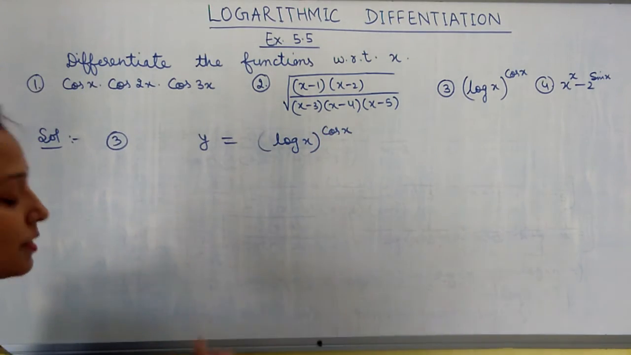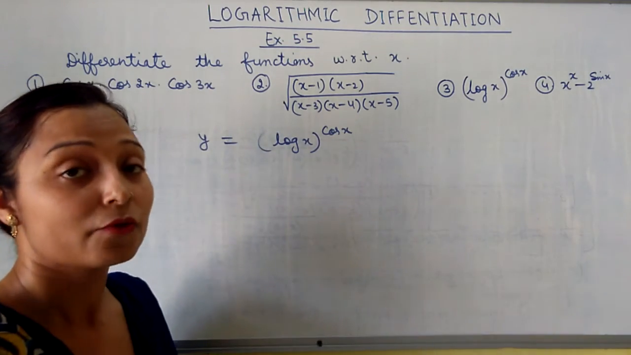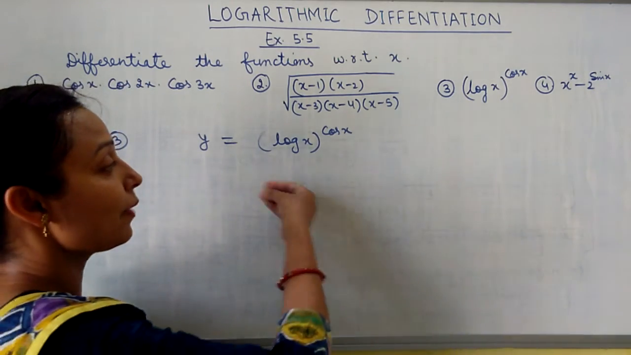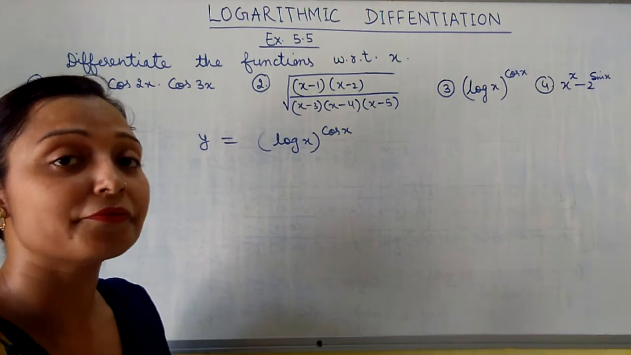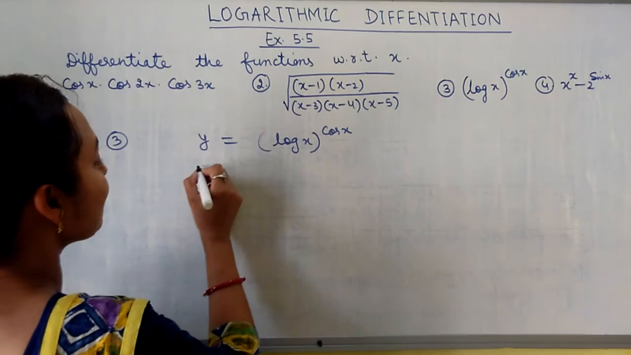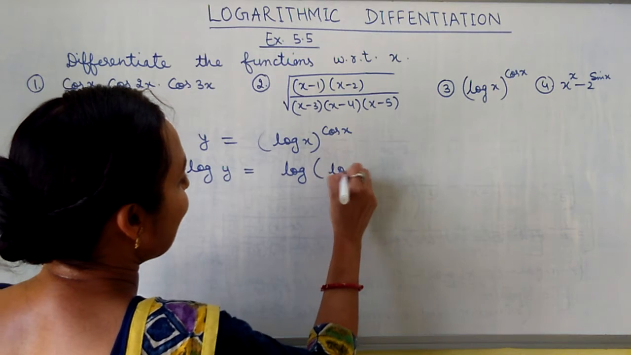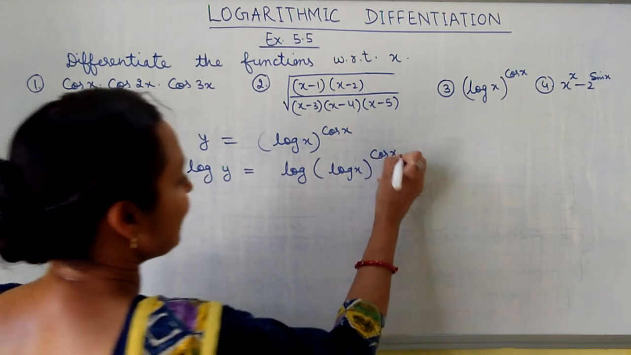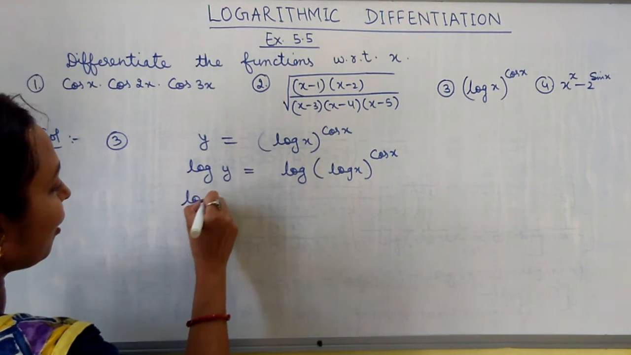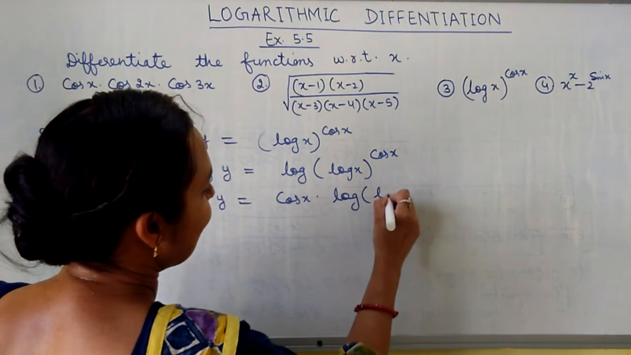Now taking log on both sides. Don't think that one log is already there. Why should we use logarithm? By using logarithm, the question becomes very simple and the differentiation is possible as compared to other questions. Log y equals log of log x raised to cos x. The property says that the power comes forward. So log y is equal to cos x log x.